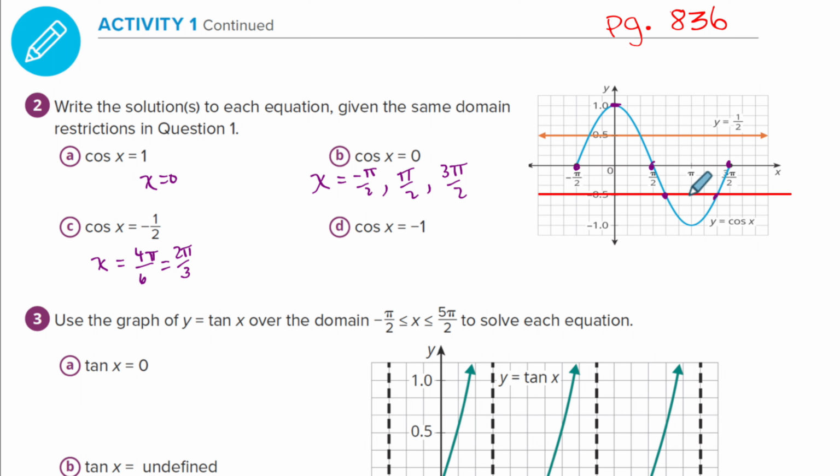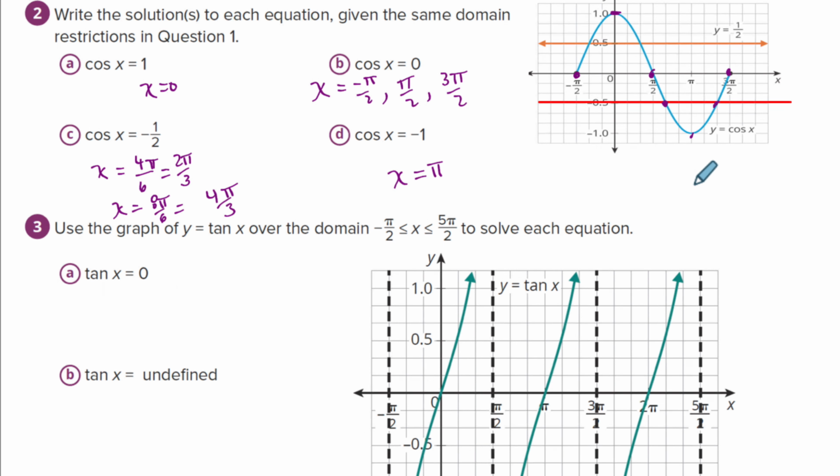1, 2, 3, 4, 5, 6, 7, 8. So x would equal 8 pi over 6. But again, we can reduce that as well. What is that? 4 pi over 3. Fancy. All right, and where's the cosine equal to -1? Here's cosine -1, right here. That's where x equals pi. So that's how we can use a graph to help us solve for the unknown x values here.